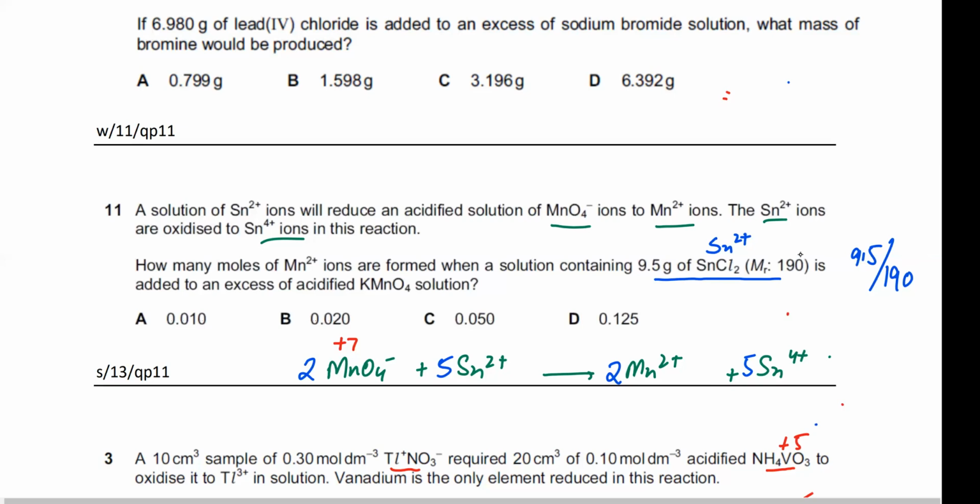0.05. So you're getting 0.05. So that's the moles of Sn2 plus. SnCl2 has one Sn, so if you have 0.05 moles, there would be 0.05 moles of Sn2 plus. Now, he's saying how many moles of Mn2 plus ions are formed. So you just use ratio, it's 5:2. So according to this ratio, it's going to be 0.02 moles. It's 5:2, so it's going to be B. Okay, is this clear?